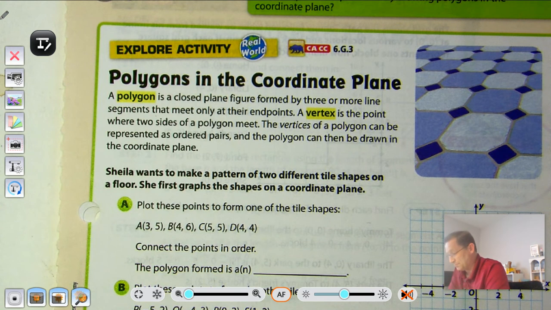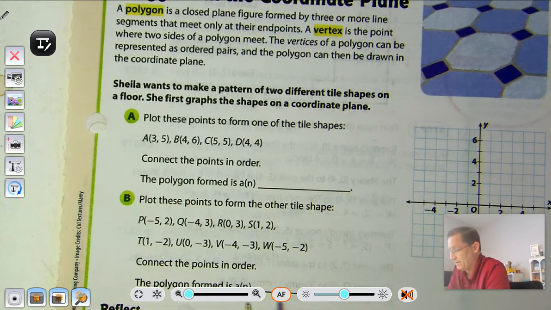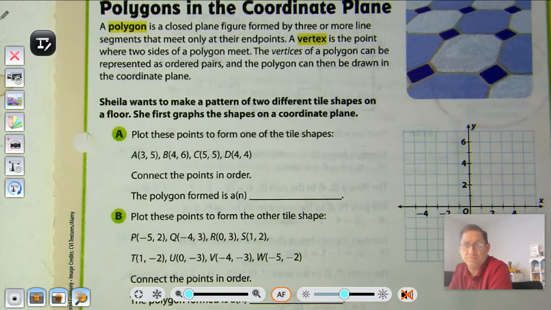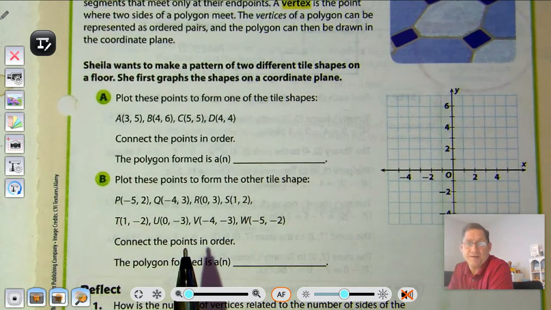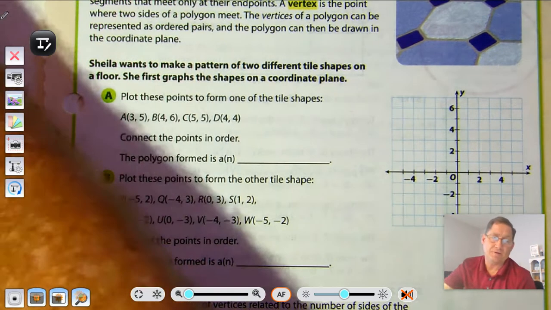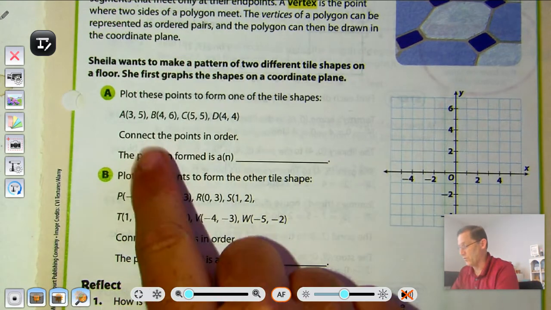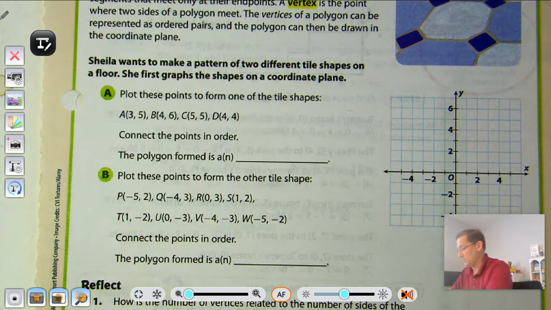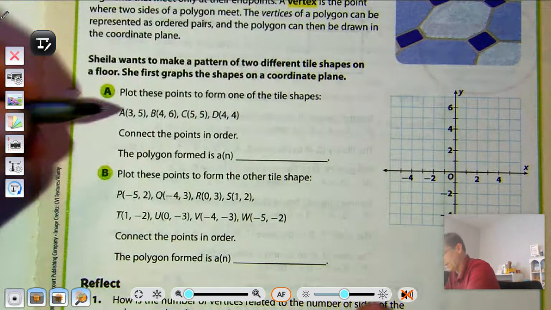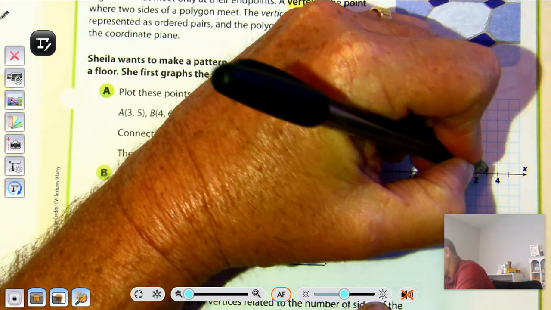So, for example, Sheila wants to make a pattern of two different tile shapes on a floor. She first graphs the shapes on a coordinate plane. So in this task, we're going to plot these points, and we're going to connect the points in order and see what shape we make. So let's start with point A, and that's located at 3, 5.